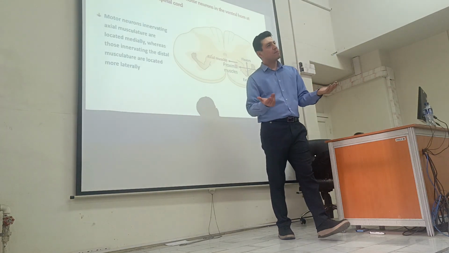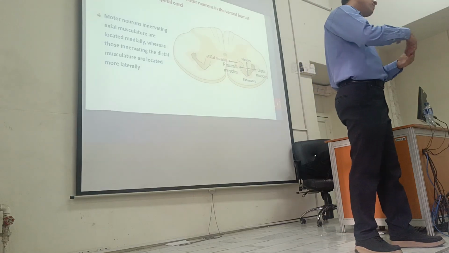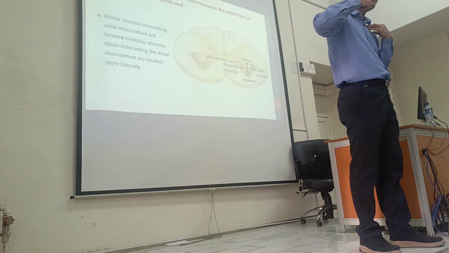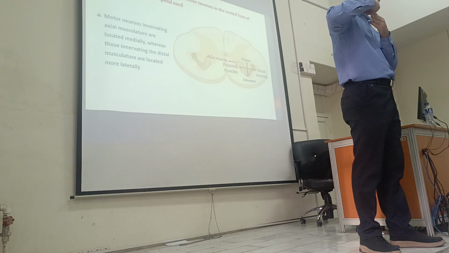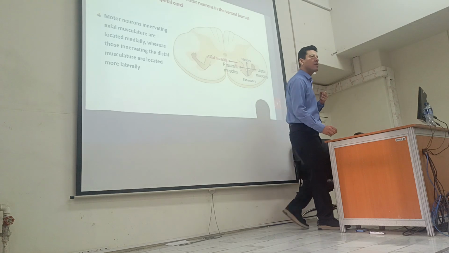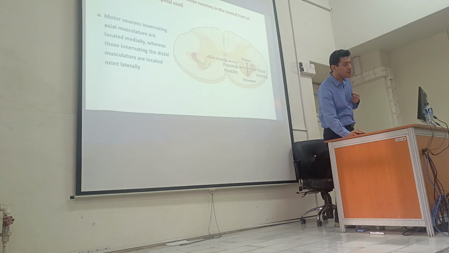And for any part of the body, we have flexor muscles and extensor muscles. Flexor muscles cause bending, extensor muscles cause extension, right? So alpha motor neurons that innervate flexor muscles tend to be located posteriorly.